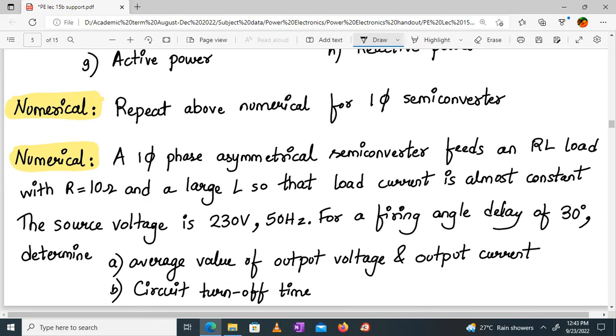So next time we meet, we'll be starting with 3-phase full converter with R load and 3-phase semi converter with R load, which will complete in one lecture.